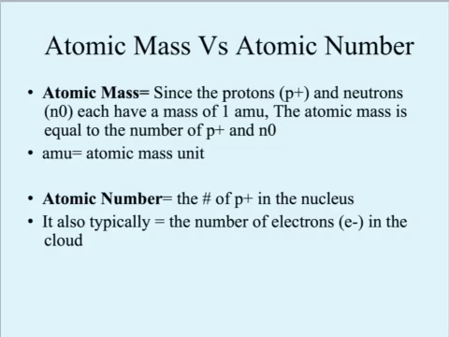Okay, the atomic mass is just how much mass the entire atom has. So you have to add up anything that has mass, so all the protons and all the neutrons. The atomic number is how many protons an atom has. So this is usually a smaller numerical number than the atomic mass.